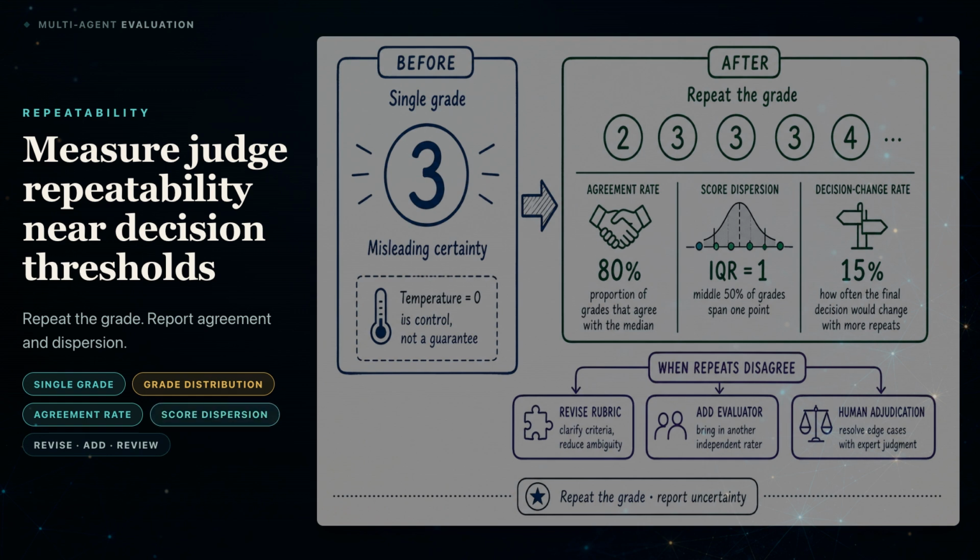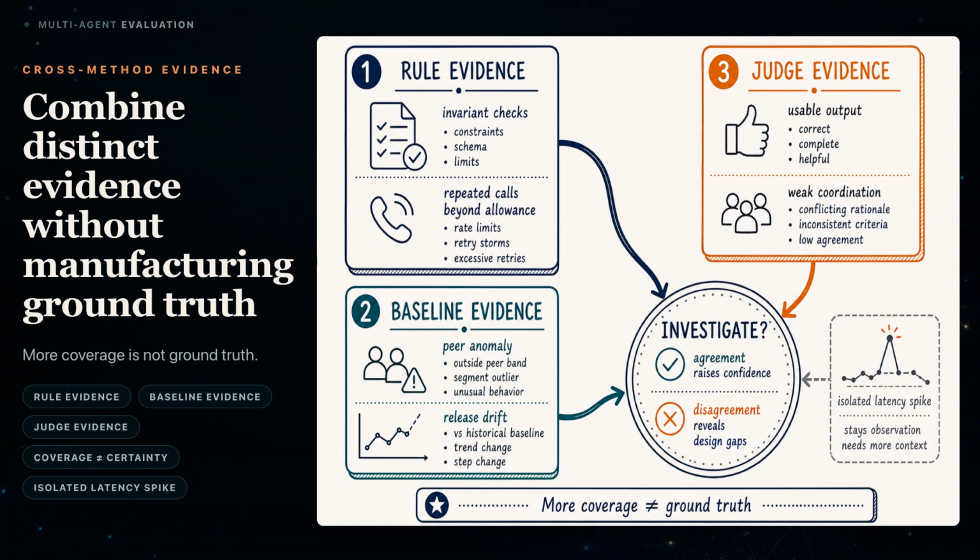Revalidate after changing the judge model, prompt, rubric, evidence format, or domain. Temperature 0 is a control, not a guarantee. The supporting reproducibility study is an emerging preprint with a narrow borderline set, so it motivates testing rather than establishing a universal failure rate. Combine the 3 evidence streams without collapsing them into one score.